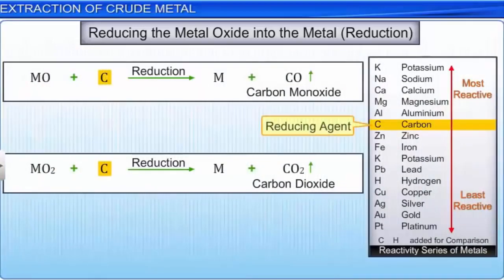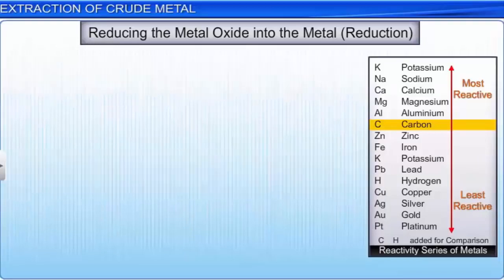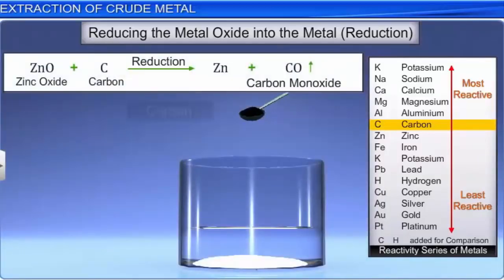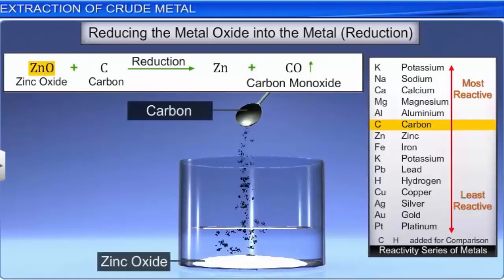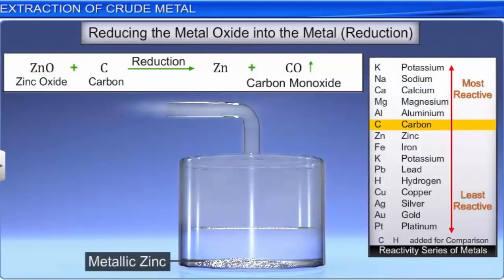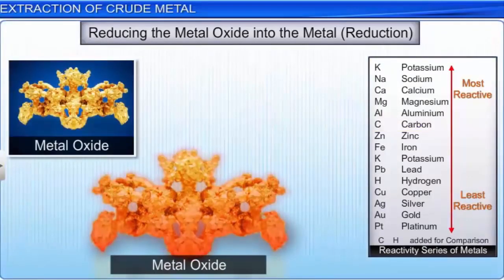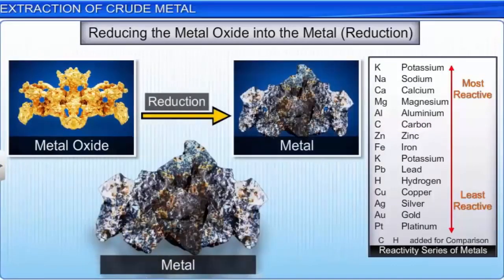When carbon is used as the reducing agent, it combines with the oxygen of the metal oxide to give metal and carbon monoxide or carbon dioxide. For example, carbon is used to reduce zinc oxide to metallic zinc. In this reaction, carbon monoxide is released. Generally, heating is required for a metal oxide to be reduced to its metal.